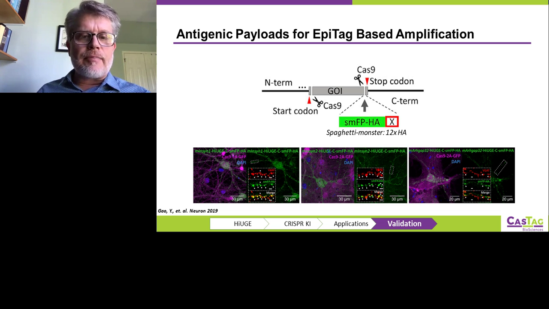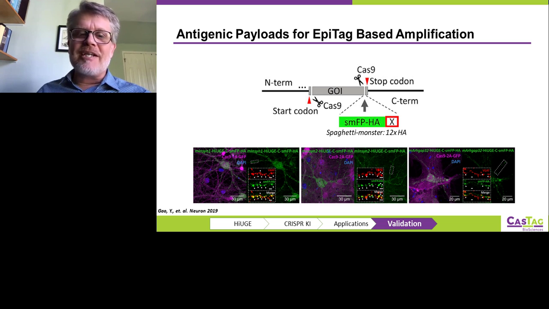Finally, the last application is for many proteins of interest, since you want to study them at the endogenous level. Many of these are expressed at very low levels. And because of that, they can also be difficult to resolve based on imaging, even with the insertion of a single antigen epitope tag. And so here we've leveraged the ability to insert larger inserts. This is something called spaghetti monster, which is essentially a dark version of GFP.